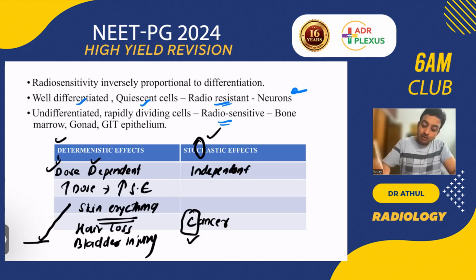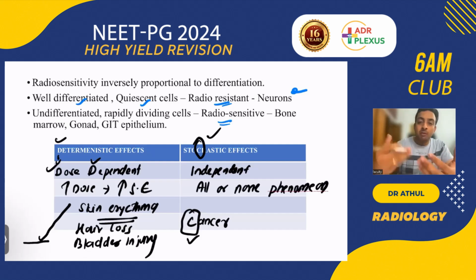Coming to the stochastic effect, I told you it is dose independent. Dose independent means if you increase the dose, the severity will not increase. The probability will increase. If you get more radiation, you will have more probability of getting cancer, but that does not mean you will have more severe cancer. It is an all or none phenomenon. Some of you may develop cancer after getting radiotherapy; some patients may not. That is the concept of stochastic effect. So these are the questions that have been asked.